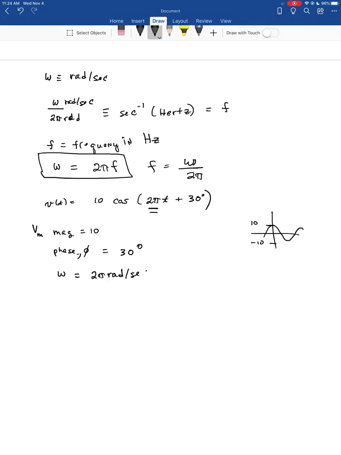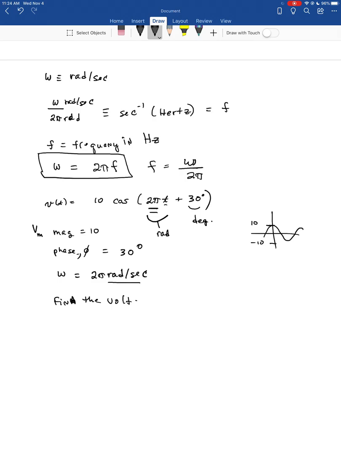Omega is whatever multiplies t, and so in this case it's 2 pi radians per second. T is the variable. So you can see that this part of the argument of the cosine function is going to have units of radians, because you'll have radians per second times time. This part is going to have units of degrees.